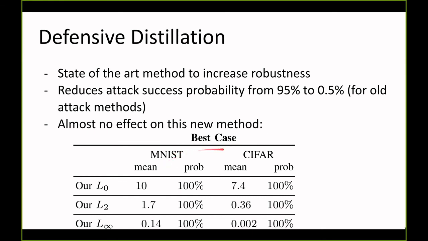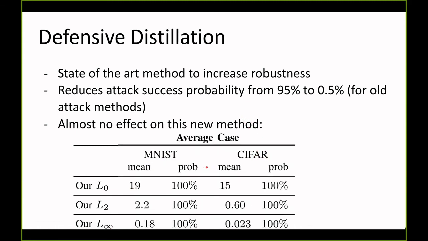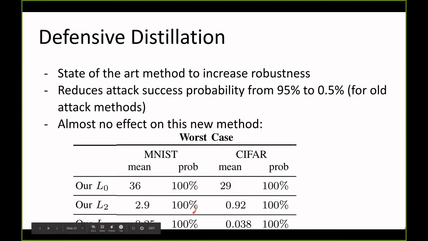Once again, this is the best case, so the smallest distance to a given class or to overall classes. The means here, I think, are slightly larger than before. And here we're reporting for CIFAR as well; before we were just doing MNIST. In the average case, we still have 100% probability, and in the worst case, still 100% probability. So this means that they can not only find an adversarial image for any image, but also for any class.